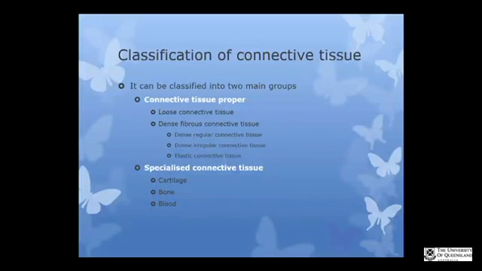So classification: connective tissue is classified into two main groups, connective tissue proper and specialized connective tissue. Connective tissue proper is loose connective tissue or dense connective tissue. And dense can be further broken down into regular, irregular, and elastic connective tissue. The specialized ones are cartilage, bone, and blood.